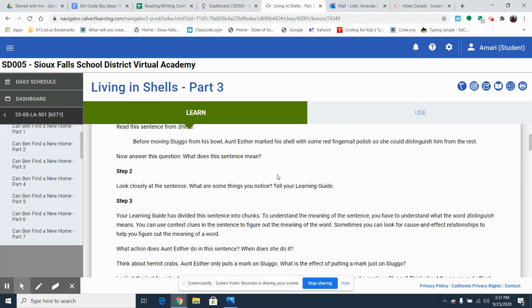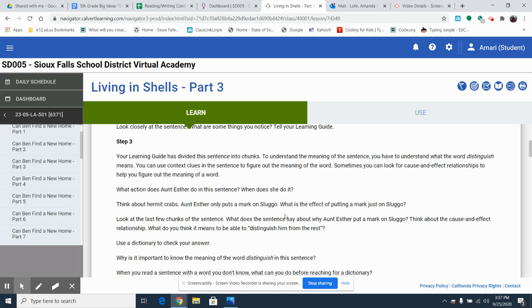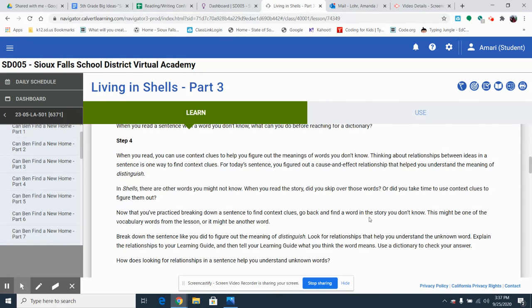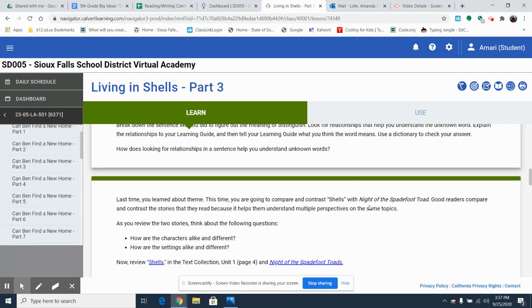It wants you to look and see what you notice about that sentence. Try breaking it into chunks. To understand the meaning of the sentence, you have to understand what the word distinguish means. So try to practice using context clues to figure out what that word means. And so you'll work on that a little bit. And it just goes on to tell you more about how using context clues helps you figure out the meanings of words that you don't know. You do not need to answer this question in your journal.